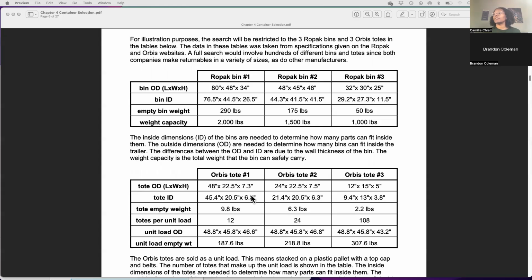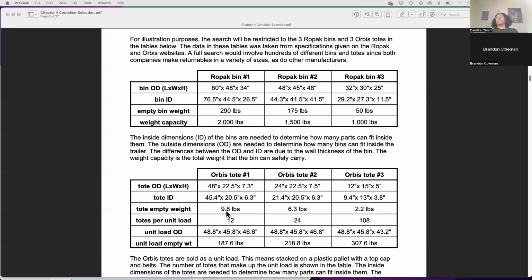So here you can see on this one, there's an inch difference in the height. On both of these, the width, you have like a 2-inch difference. And then on this one, you've got quite a bit. You've got a good 3.5 inches on the length. So you can see the differences. You have quite a bit of difference between the ID and the OD. So this is really what you're looking at here to determine how much space you have to work with, what can go in there. And then you can see the tote weights.